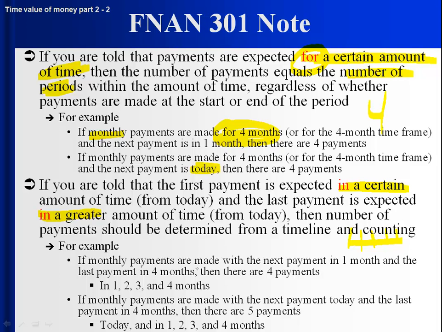So for example, monthly payments are made with the next payment in 1 month and the last payment in 4 months. If that's the case, there's 4 payments: in 1, 2, 3, and 4 months. If monthly payments are made with the next today and the last in 4 months, then there would be 5. There'd be one today, and then in 1, 2, 3, and 4 months, so you get 5 payments. So again, remember, "for" captures an amount of time, "in" captures a point in time, and problems sometimes will tell you when they start and end, and then you just count.